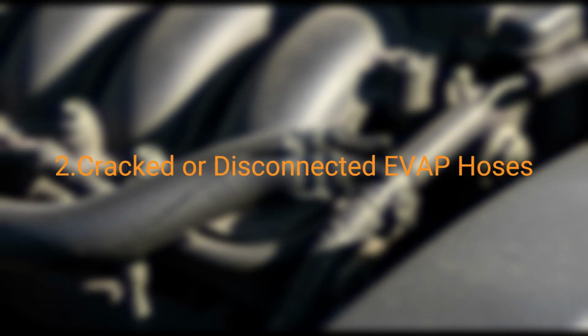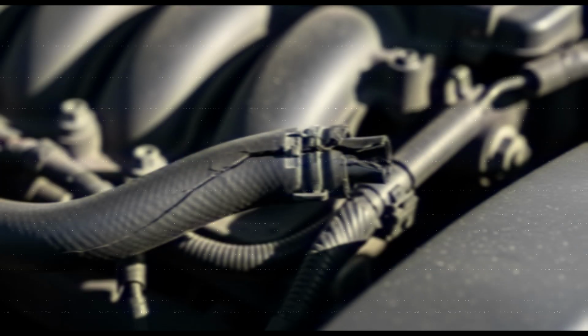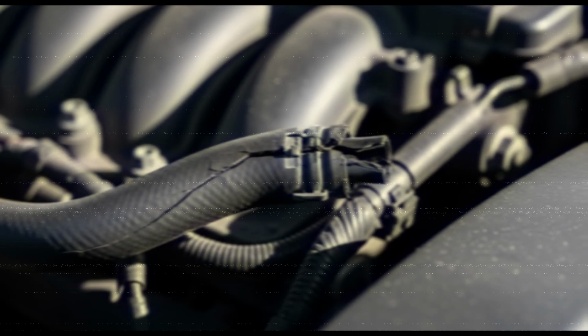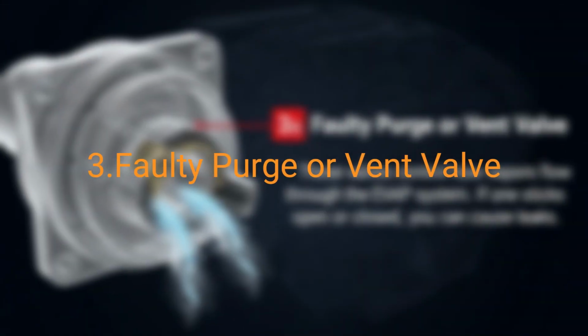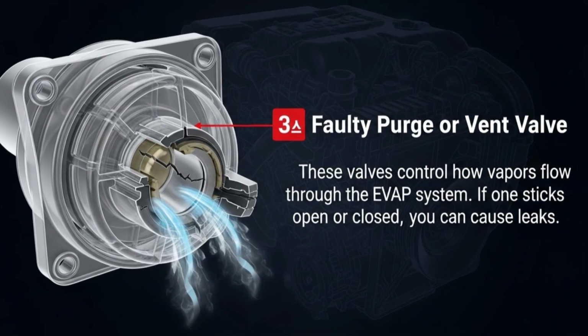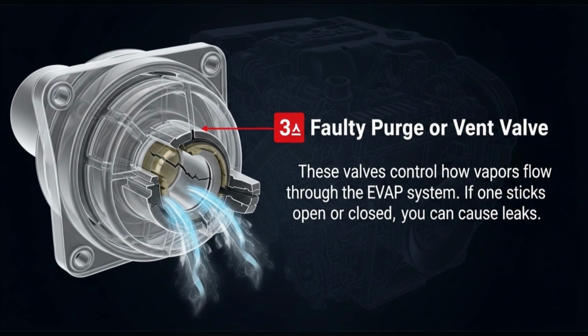2. Cracked or disconnected EVAP hoses. These small rubber or plastic lines can dry out, crack, or come loose over time. 3. Faulty purge or vent valve. These valves control how vapors flow through the EVAP system. If one sticks open or closed, it can cause leaks.